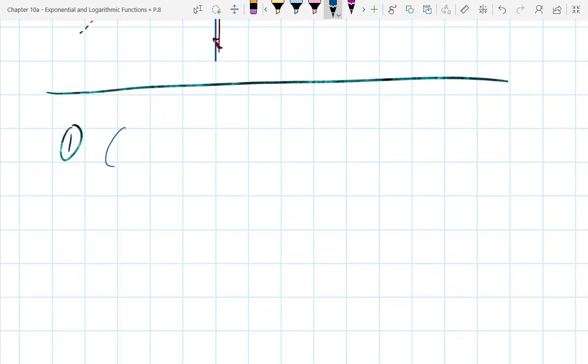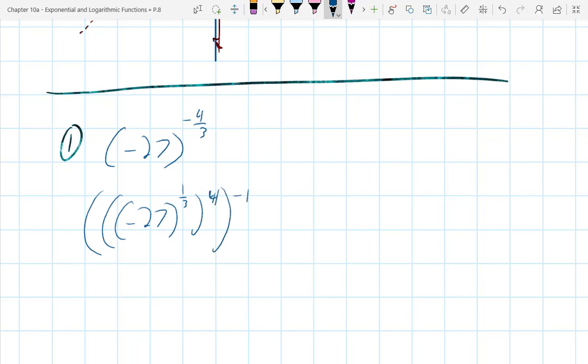Okay, number one, to review. You guys need to take any number and raise it to any power. So if I take negative 27 to the negative 4/3, that is something I would expect you guys to know how to do. And what we have done is we've broken that up into 3 parts. When you have an exponent that has a negative and is a fraction, I could do negative 1 first. Why don't we do 1/3 first? And then the fourth, and then the negative 1. That way I only flip it in the very end.